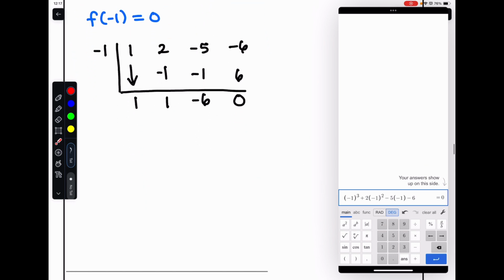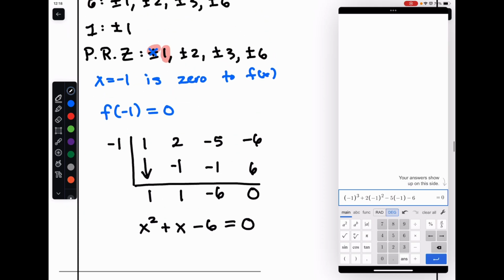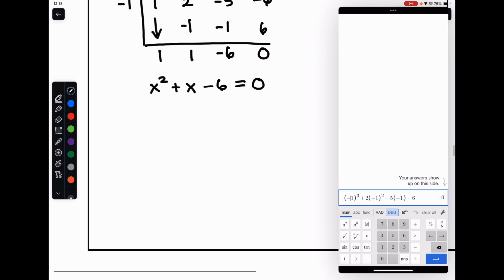Now the quotient that I have right here is the polynomial 1x squared plus 1x minus 6, and I want to find out what makes this equal to 0. So I'm doing essentially the exact same thing that we did yesterday, but the only difference is that I'm not providing the rational zero, and you have to find it yourself from the list of possible rational zeros from the rational zero theorem. Since we have a quadratic trinomial, we can factor this. Hopefully this is factorable.